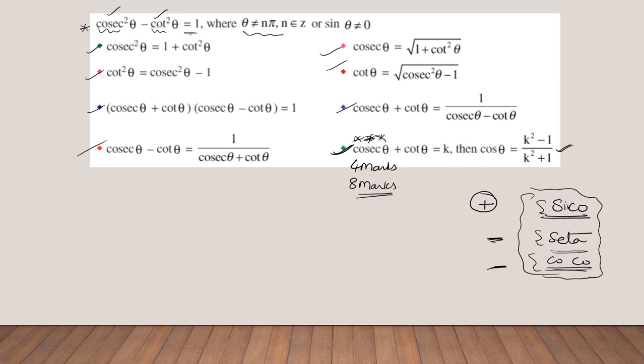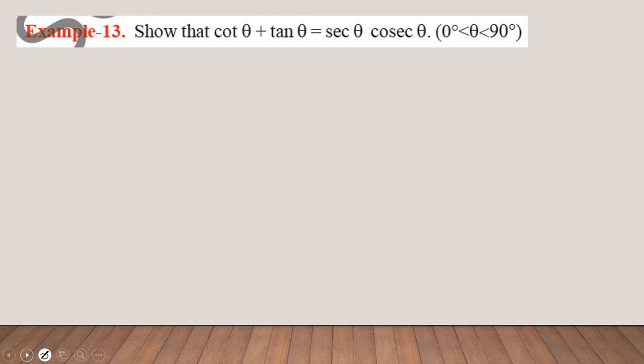Okay, so I hope you have understood these identities, right? So you can easily remember. Next, moving on to the problems. Example number 13. Now let us see how to solve each and every problem. First of all, what is given? Cot theta plus tan theta. This is nothing but my LHS. So LHS is given as cot theta plus tan theta, and I need to prove that it is equal to secant theta into cosecant theta.